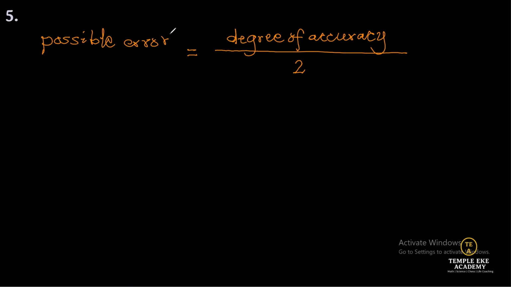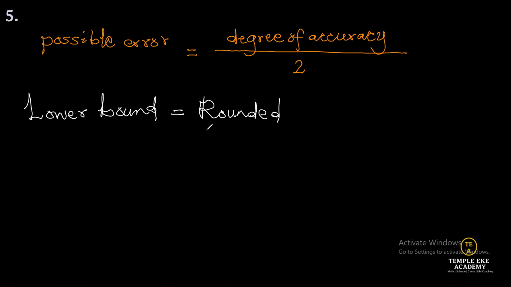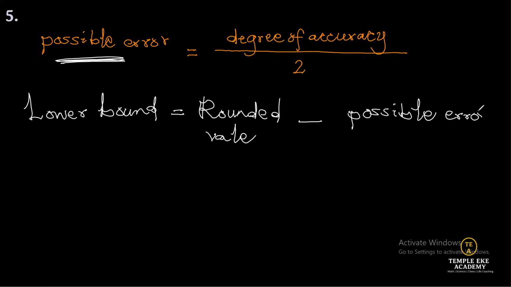Let me use another color of highlighter to show that. Now, we can simply find the lower bound. The lower bound is given by the rounded value or the estimated value minus the possible error. So having obtained the possible error, we can go ahead and find the lower bound by subtracting that from the rounded value.